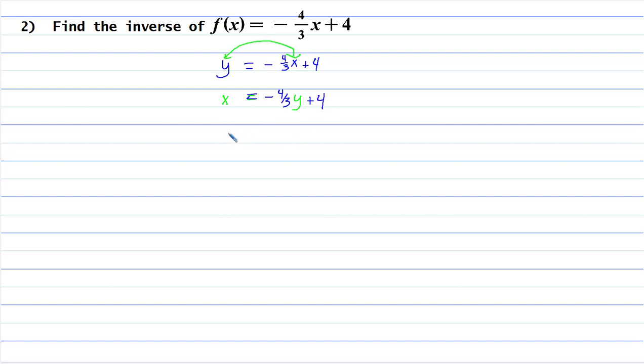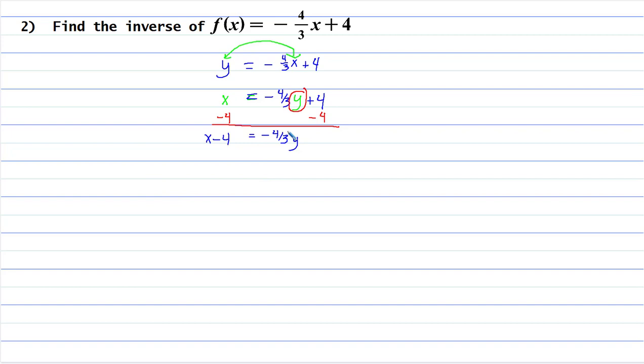And when we're doing these, we also need to solve it and get the y by itself because we want it in equation format. So we need to move everything away. So the first thing we're going to move away is going to be that 4. And that gives me x minus 4 is equal to -4 thirds y.